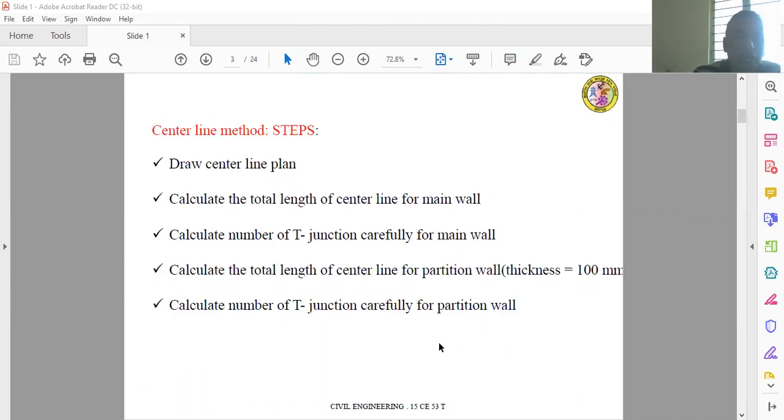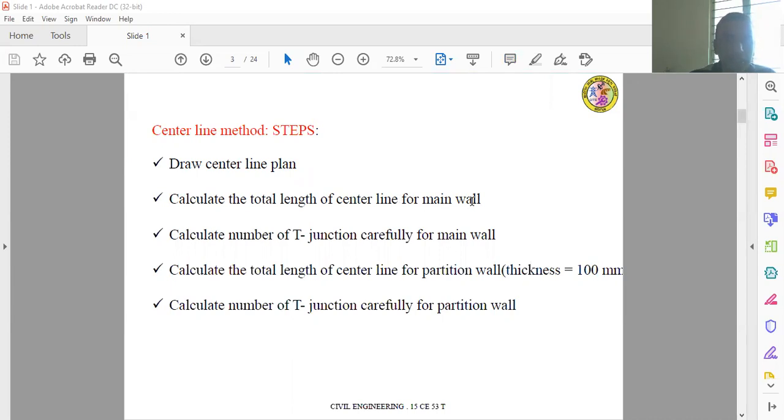There are different steps commonly adopted for finding the different items of work in the center line method. First, you have to draw the center to center line of the given plan. After drawing it, you have to calculate the total center to center length of the main wall, that means the load bearing wall. The thickness of the main wall is normally 30 centimeter or 23 centimeter.